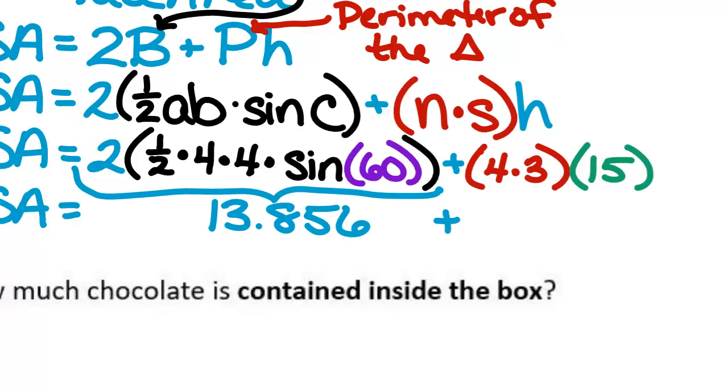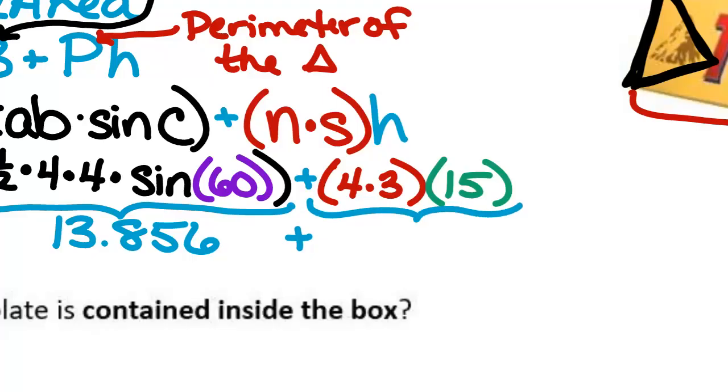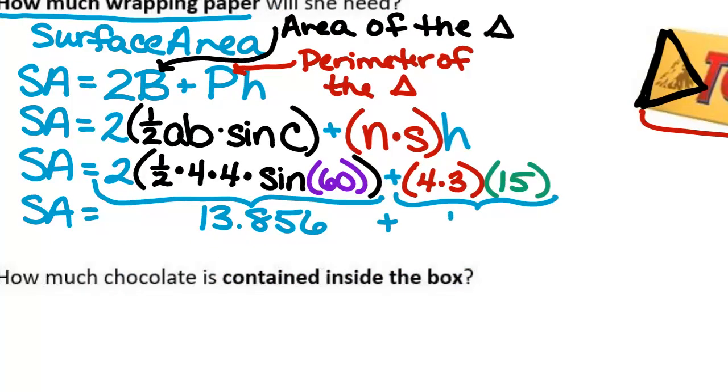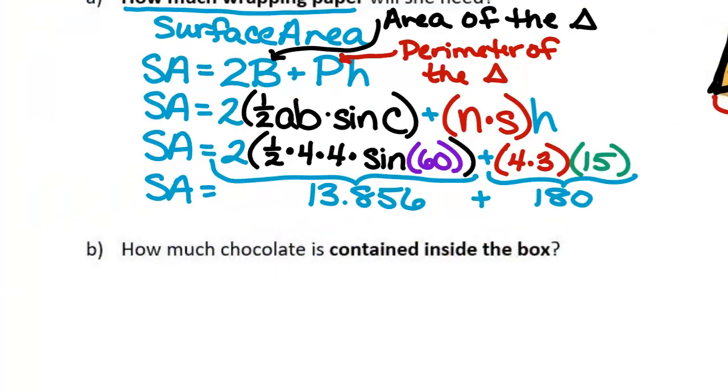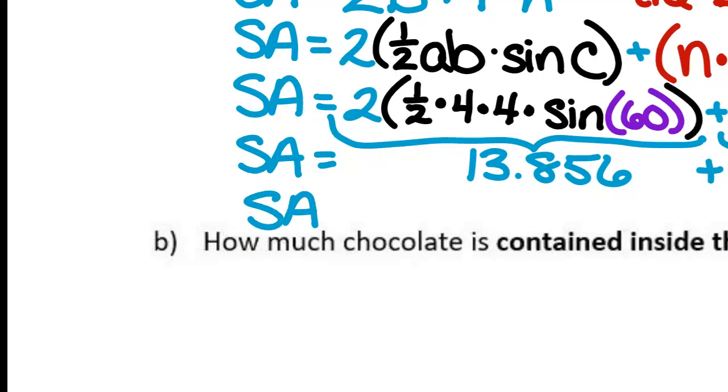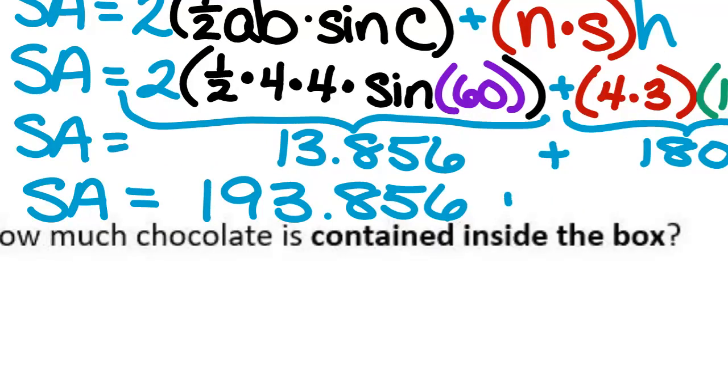13.856 plus 4 times 3 times 15 is 180. So then we add those two together. I get 193.856 centimeters squared.